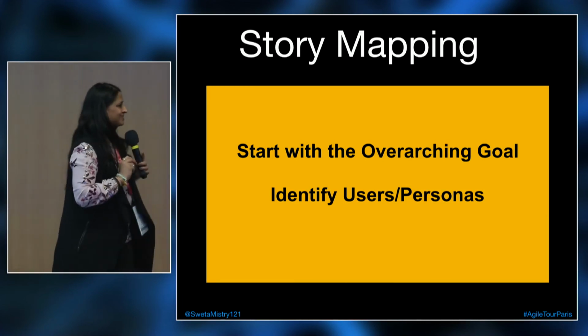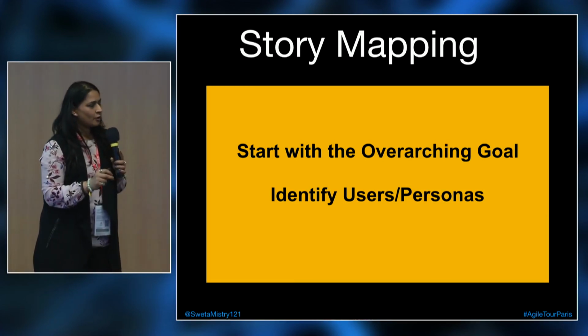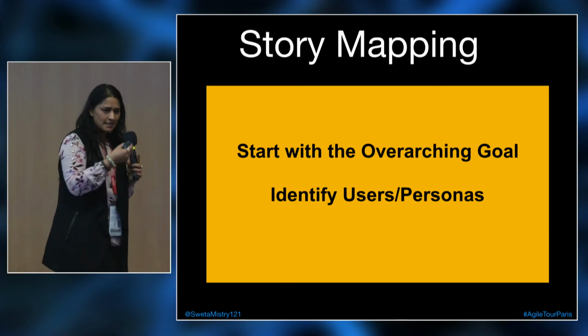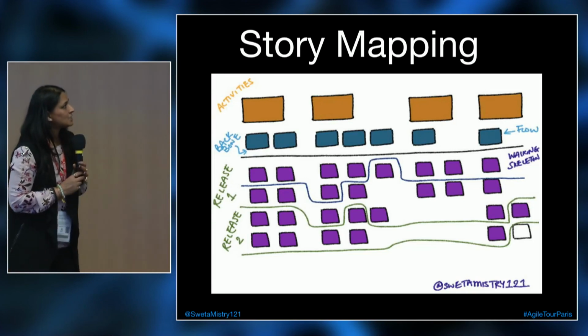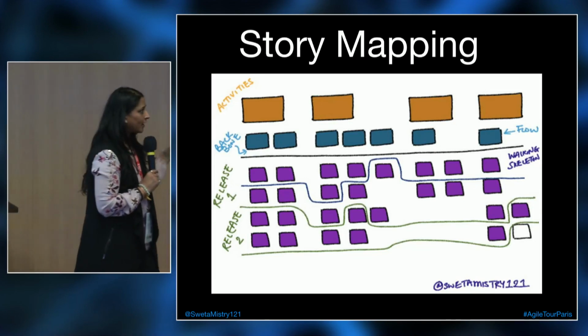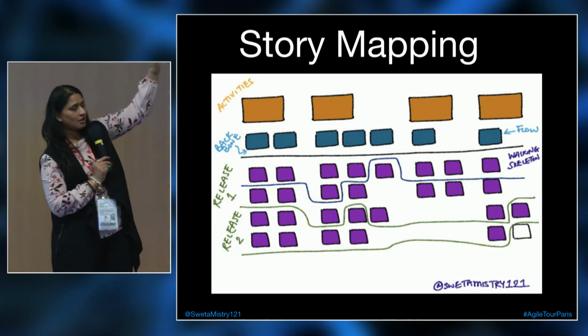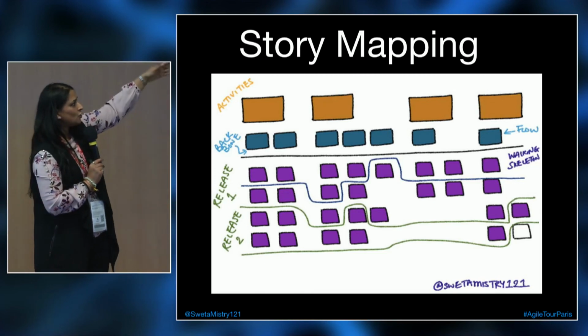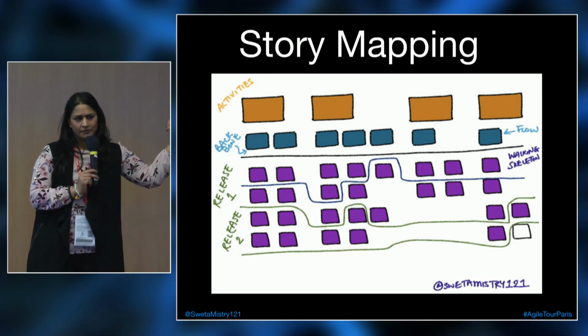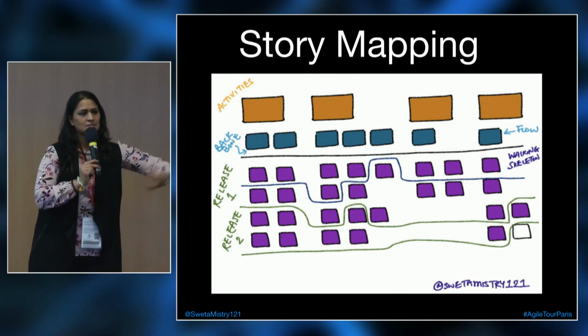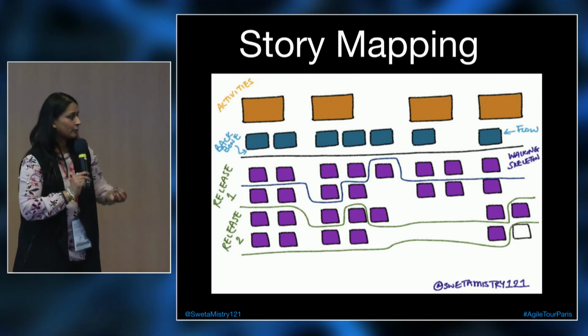Start with the overarching goal, okay? Identify your users and the people that are going to be part of the process. And this is what a story map could potentially look like. Basically, you have the big chunk items on the top, okay? As a group, you get together, you discuss them. The colors are indicated for Post-its. This is best done with Post-its because you want to be able to move things around, okay?